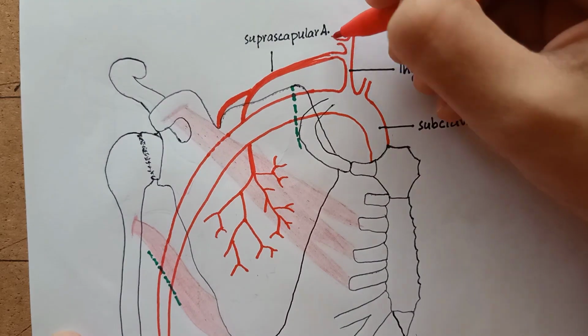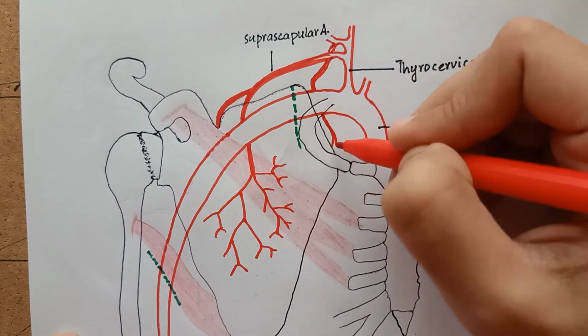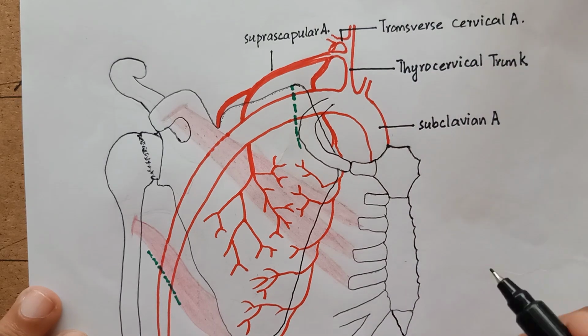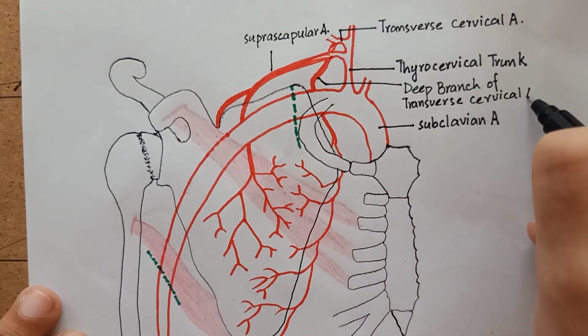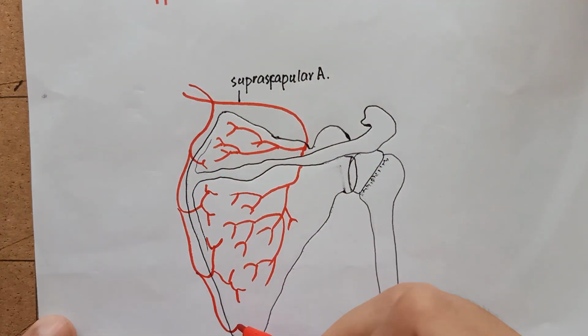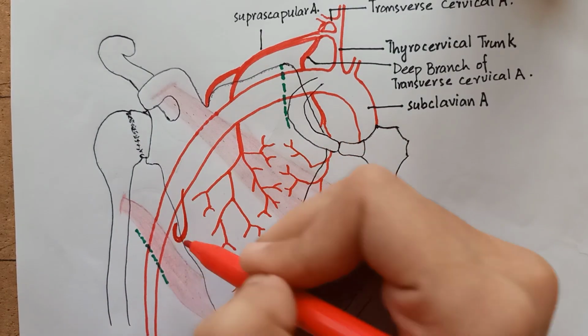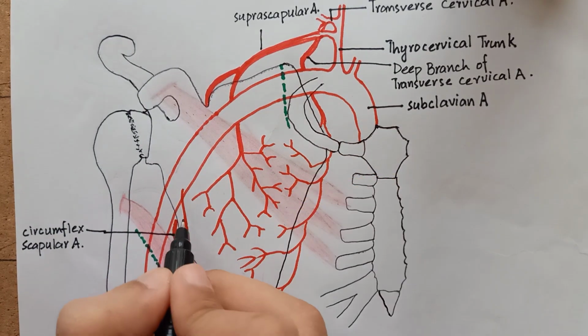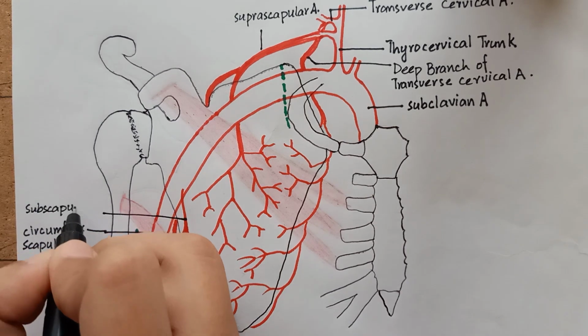Second is the deep branch of transverse cervical artery, which is another branch of thyrocervical trunk. It supplies the muscles of scapula mainly from the medial side. Third is the circumflex scapular artery, which is a branch of subscapular artery arising from the third part of axillary artery.